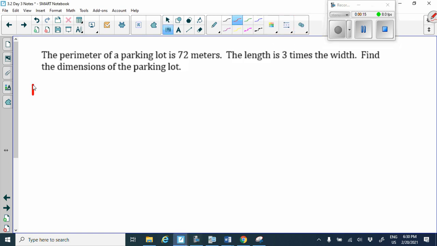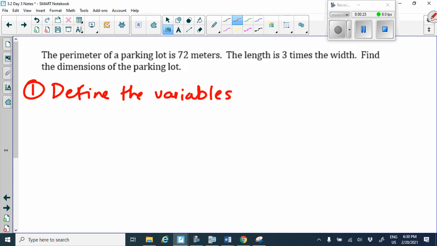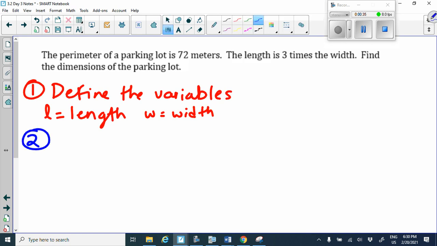Okay, first step, we're going to define the variables. Now we are talking about the dimensions. Remember, that's probably going to be length and width. So I'm going to use L as my length and use W as my width. Now, I'm going to go ahead and write 2 equations so I can solve.